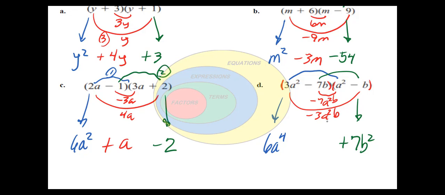So again, those two middle are alike terms, and when we add them together and combine those, we get a negative 10a squared b.